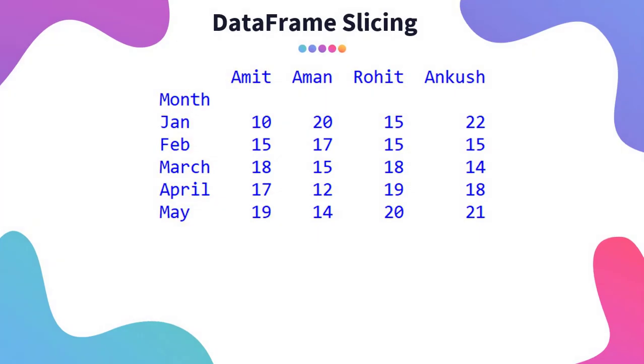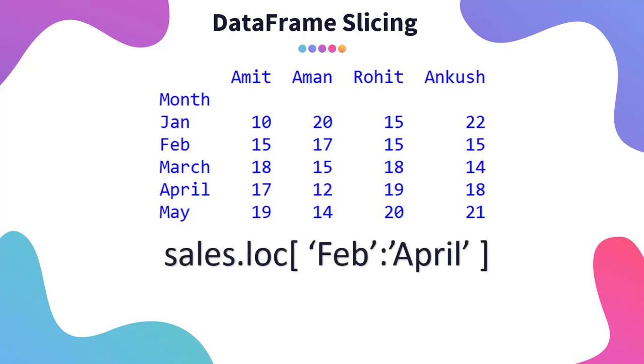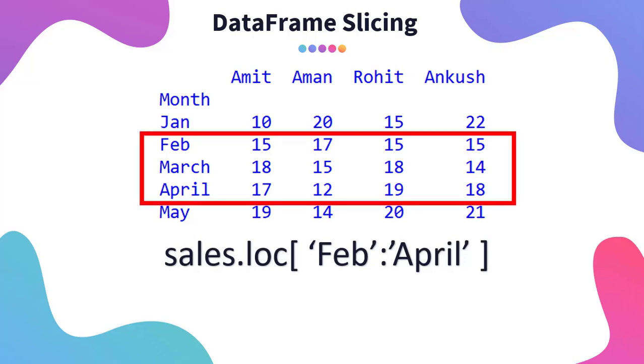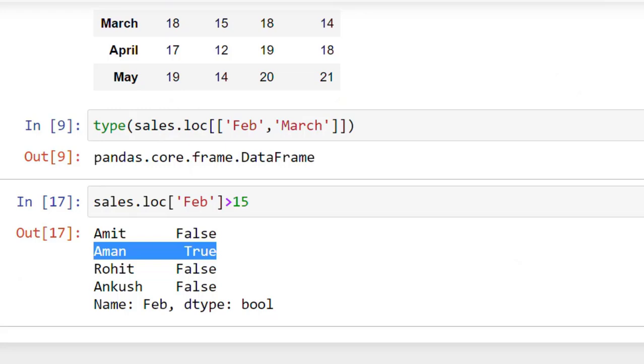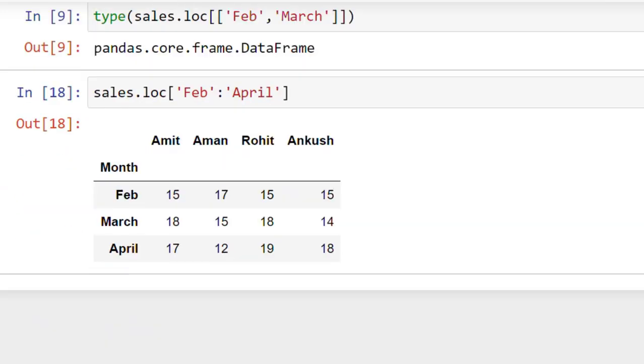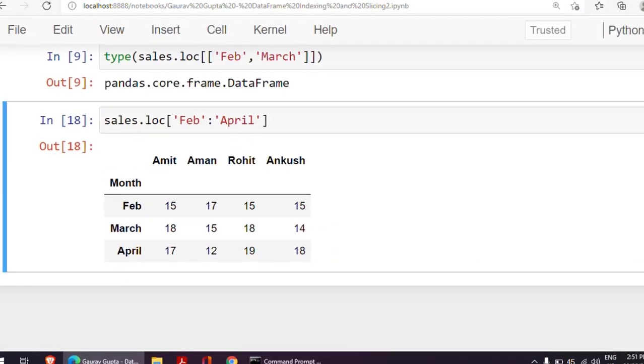Now we will learn how we can slice the DataFrame. Slicing is basically to extract a part of a DataFrame. So we can write it like this, and this simply means that I want all the rows from Feb to April. So I write over here Feb colon April, and I remove this condition and run this, and it gives me the DataFrame for the rows from Feb to April.